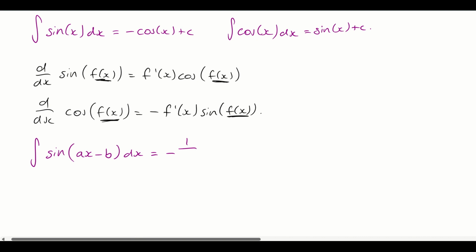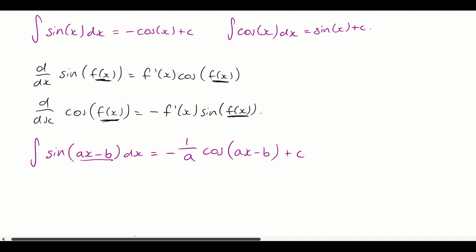Okay, well, the derivative of what's inside there, that's going to always be our a. The gradient or the derivative of a linear function is always that a term. So we get minus 1 over a times the cosine, and the bit inside never changes, even with antidifferentiation. We get ax take b. And we always put plus c on the end there.